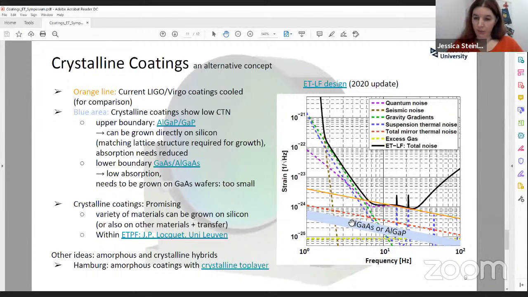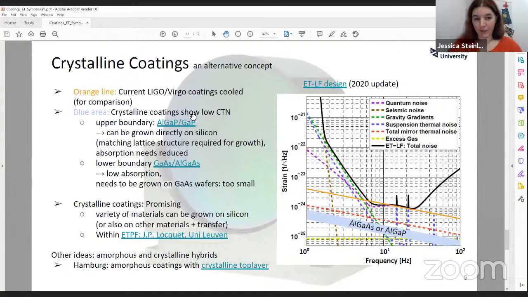However, AlGaAs shows very low coating thermal noise and low optical absorption, but crystalline coatings need to be grown on lattice-matched substrates, which in the case of AlGaAs is gallium arsenide, and that might very likely not be available in the sizes required for ET, while AlGaP has the advantage that it can be grown on silicon and is therefore obviously available in the same sizes as a silicon mirror.